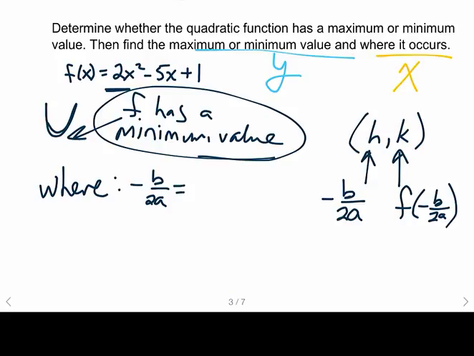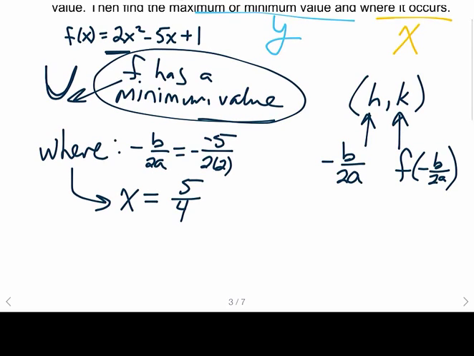And in this case, a is 2 and b is negative 5. So we need the negative of negative 5 over 2 times 2. So this is going to occur at x equals 5/4. So that's where the minimum value occurs.